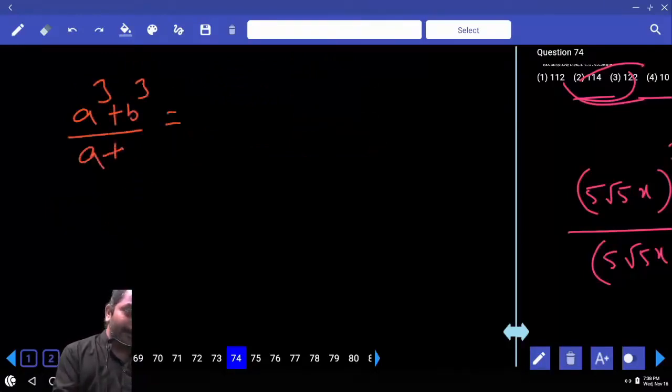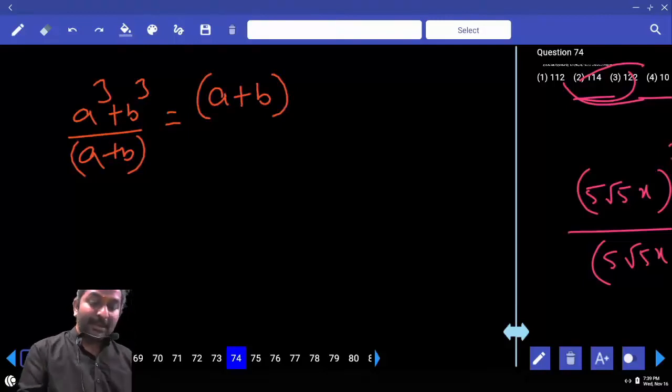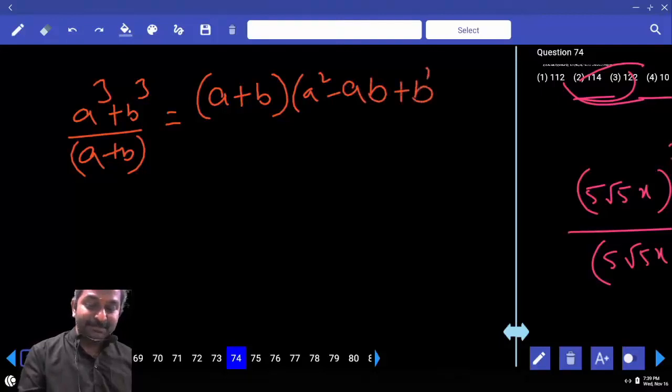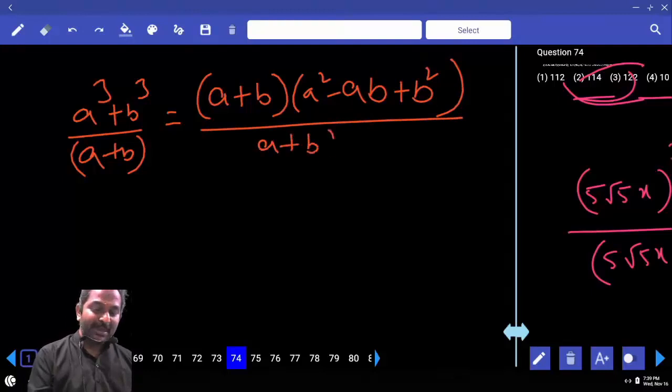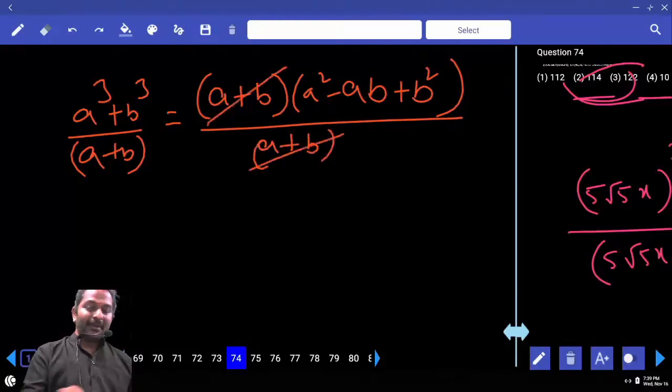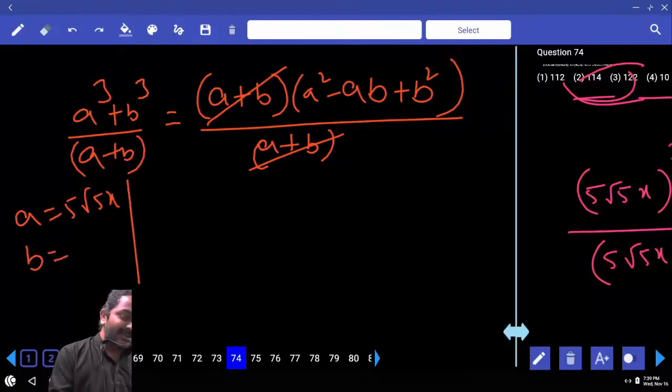Come on. The denominator has a plus b, right? So I want to write it in the a plus b form only. A plus b into a square minus ab plus b square, correct? Divided by a plus b, and this gets cancelled. What is a square, meaning? Here a is equal to 5 root 5 x and b is equal to 7 root 7 y.